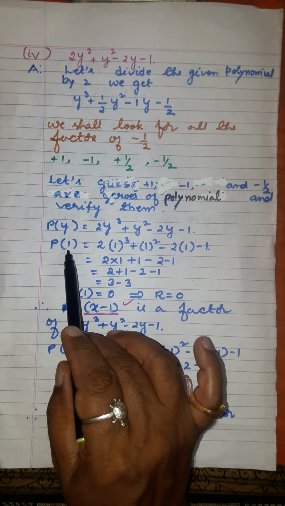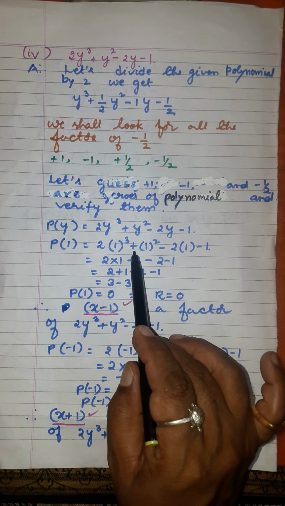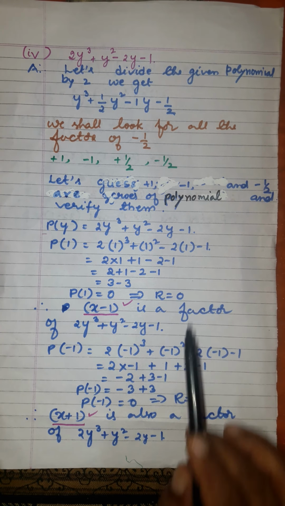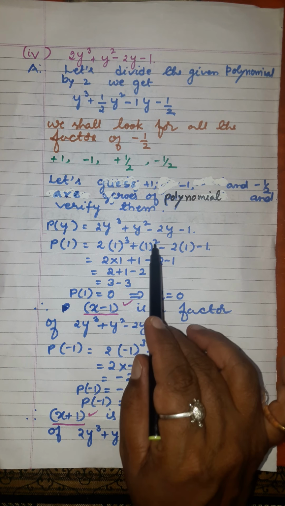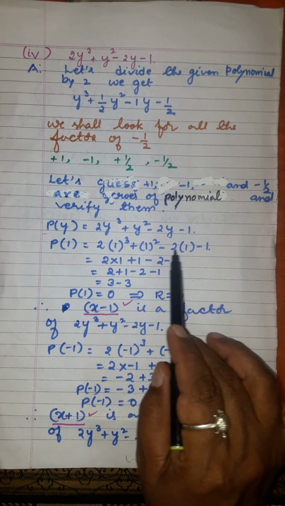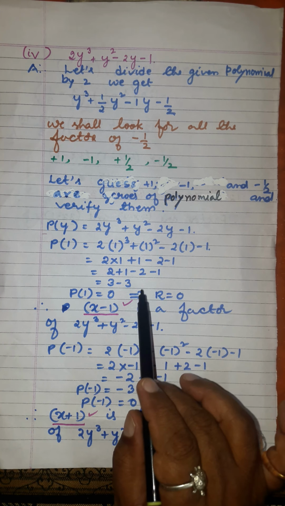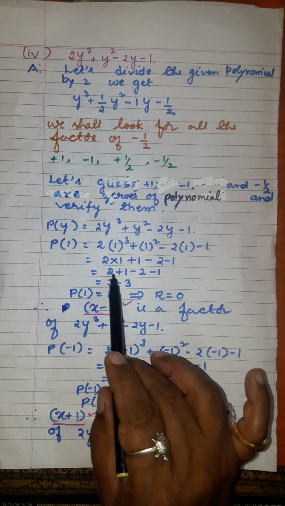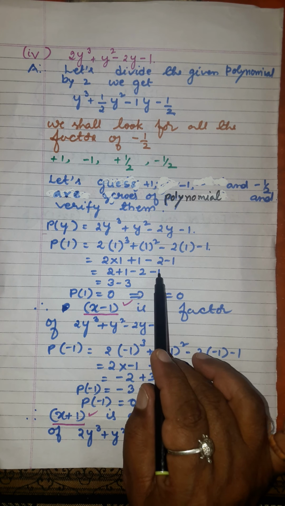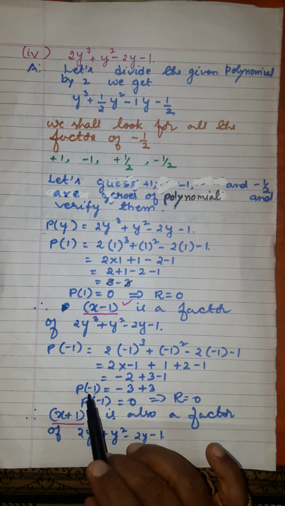So let us find p of 1, where 1 is one of the zeros. 2 into 1 cube plus 1 square minus 2 into 1 minus 1. Then 2, 1 cube means 1, plus 1 square means 1, then minus 2 into plus 1, minus 2, minus 1. 2 into 1 is 2, then plus 1, minus 2 and minus 1. Then 2 plus 1 is 3, and minus 2 minus 1 is minus 3. Then these two get cancelled, p of 1 is equal to 0.